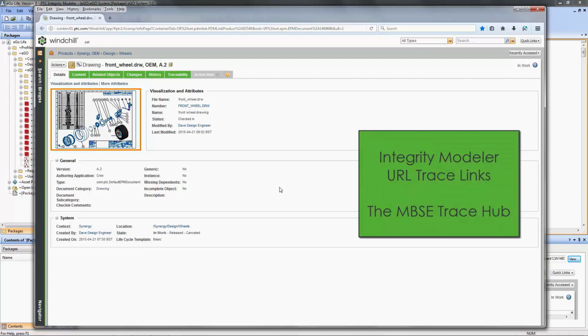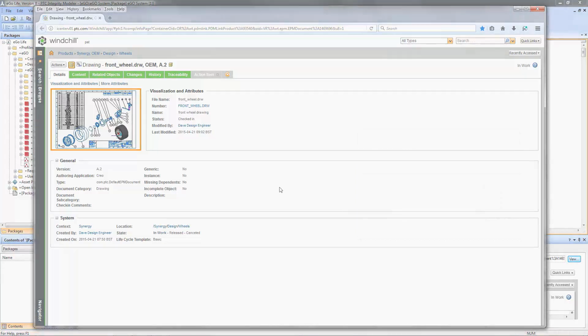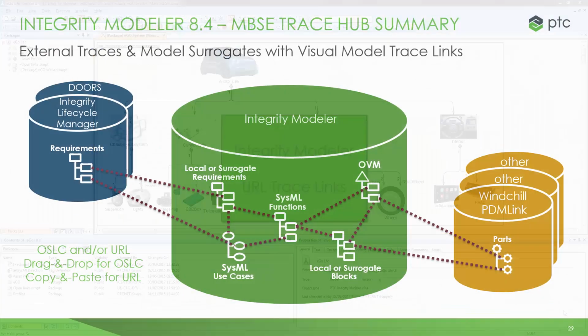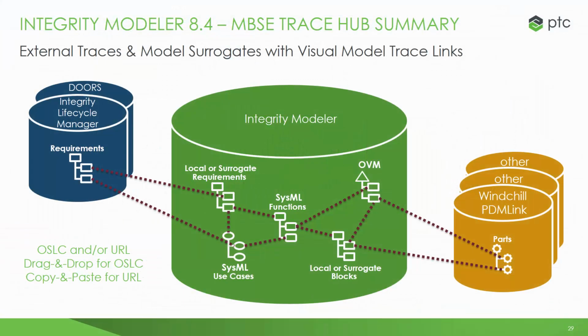So we have tracing and linking, not just for OSLC type links, but tools that don't support OSLC using direct URL linking. So that gives us the ability to connect really almost any tool chain using a mixture of OSLC and/or URL based links. We can use drag and drop for OSLC with that palette and use those on diagrams as links or surrogates. Or using copy and paste for URLs, and again we can use those as links or surrogates.